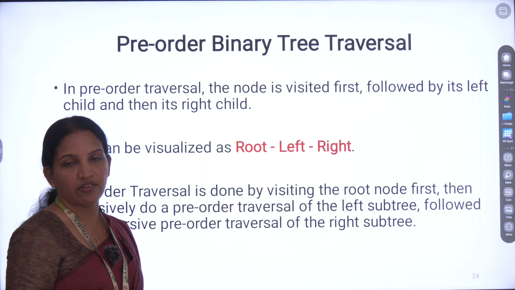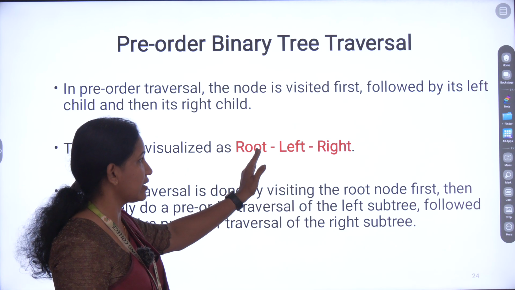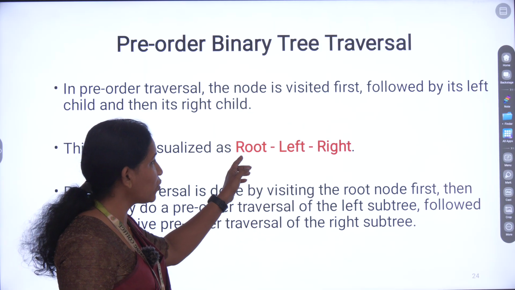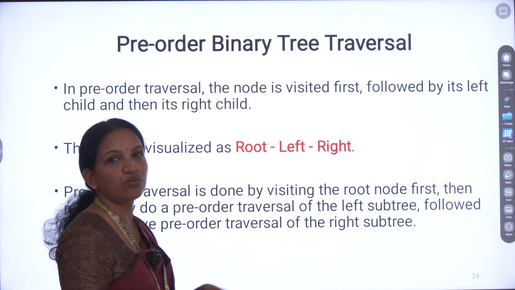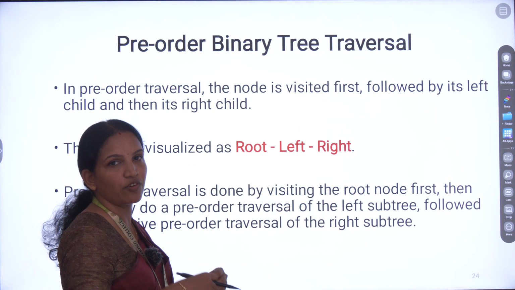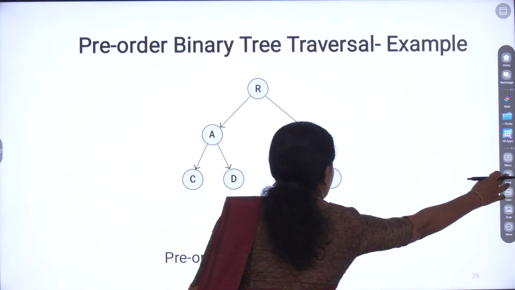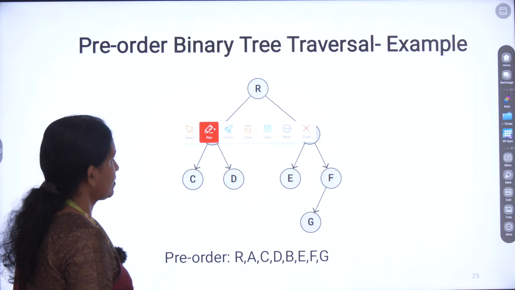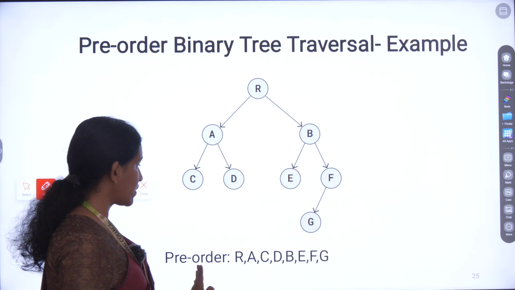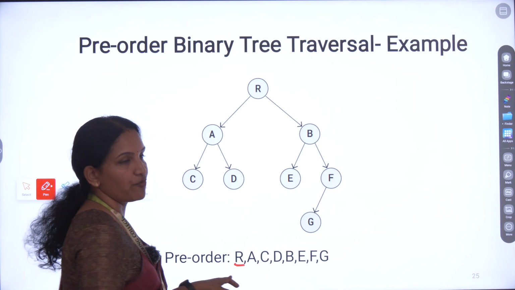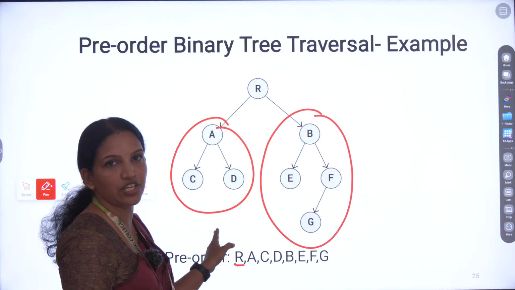Next is pre-order traversal, pre-order binary tree traversal, where this is the order that is to be followed: root, left and right. So first we will visit the root node, then we will go to left subtree recursively, then we'll go to right subtree recursively. We'll see one example. So here again the root node is represented as R, and we'll start with the root node. So first itself root node will be visited, then the left subtree, then right subtree. That is the order of pre-order traversal.